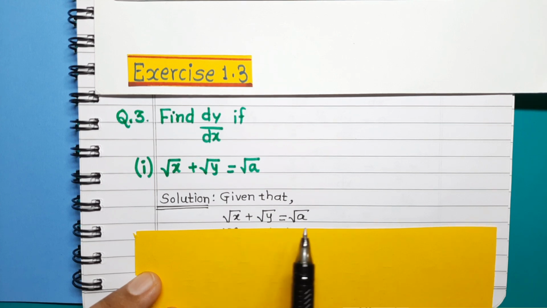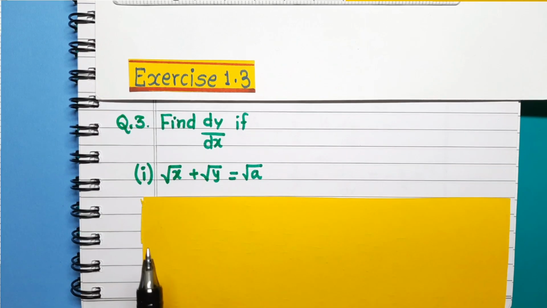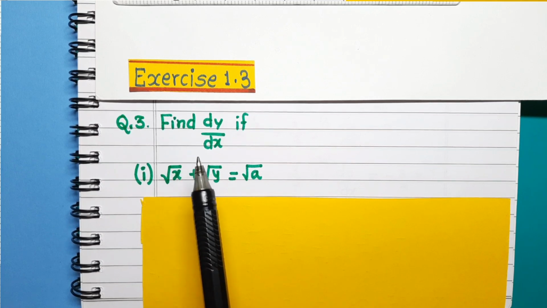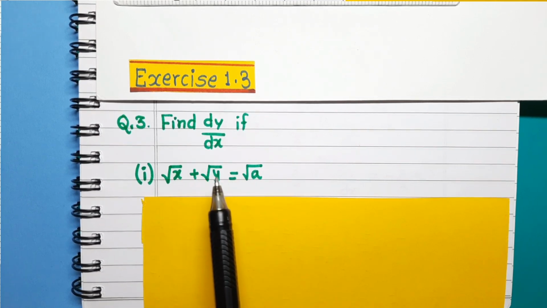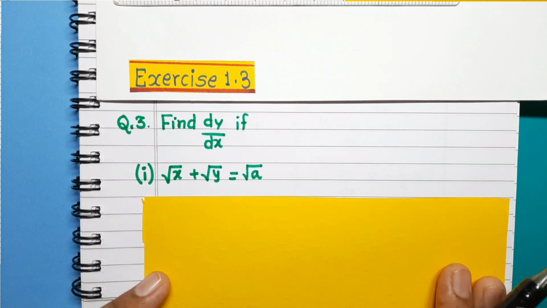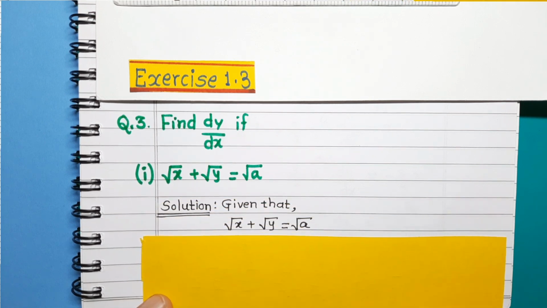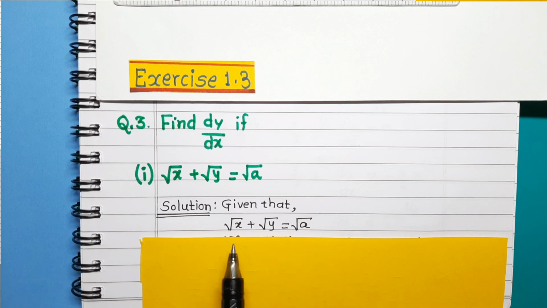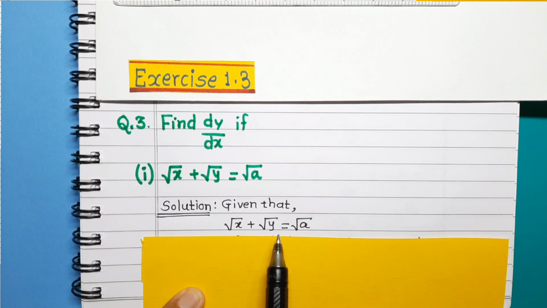and y we are going to consider as a function of x. See, question number 3: find dy by dx if root x plus root y is equal to root a. Here we have to find out dy by dx. So in the solution, first of all, you write down the given function. Given that root x plus root y is equal to root a. See, here note that a is a constant and we are going to treat x as the independent variable and we are going to differentiate on both sides of this equation with respect to x.